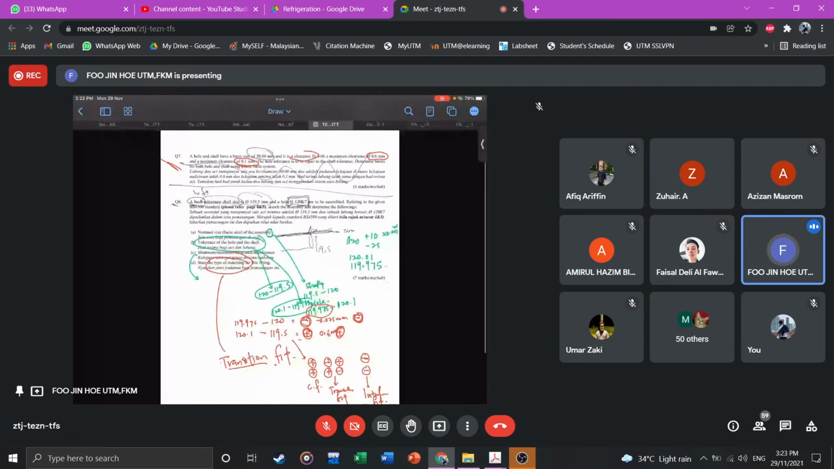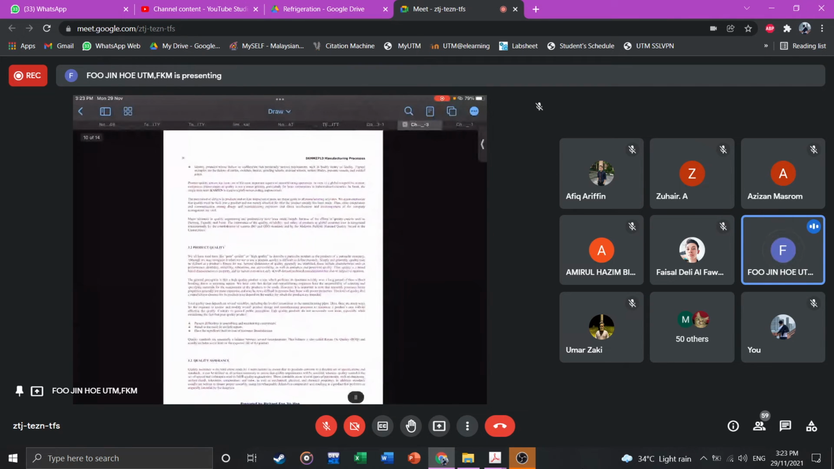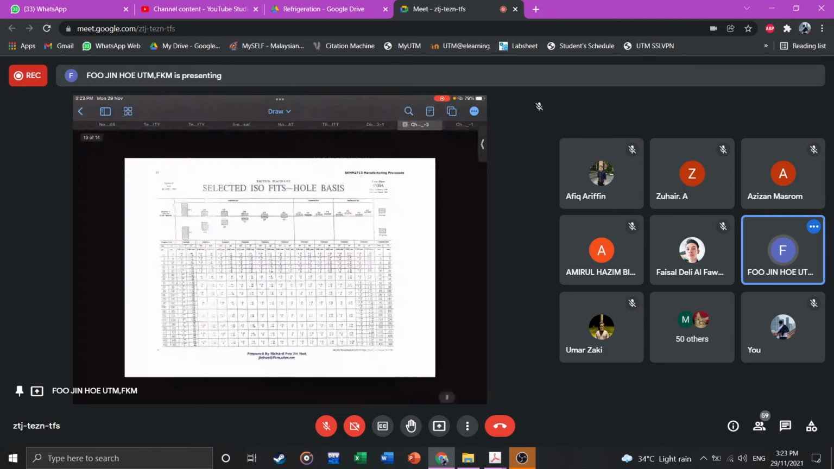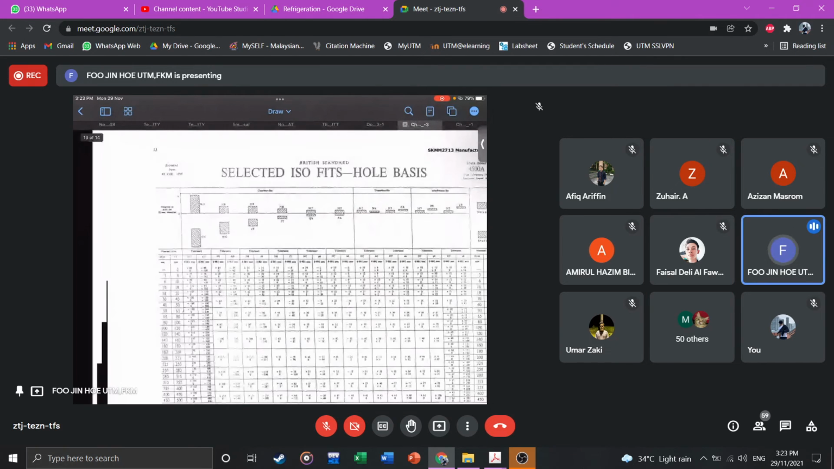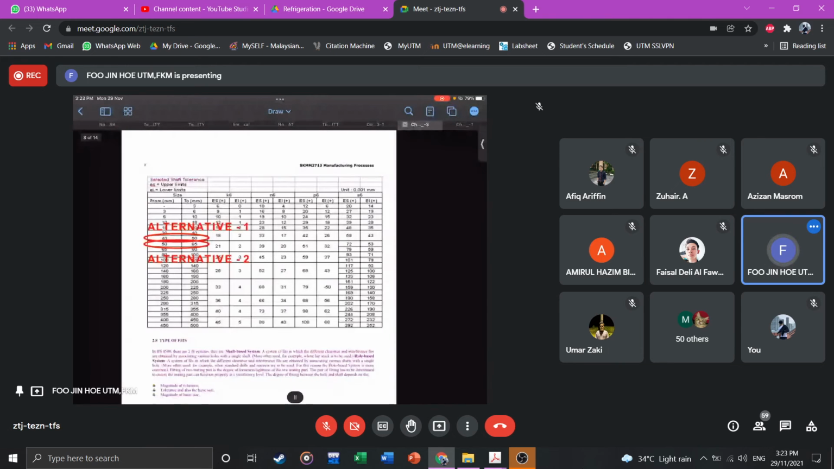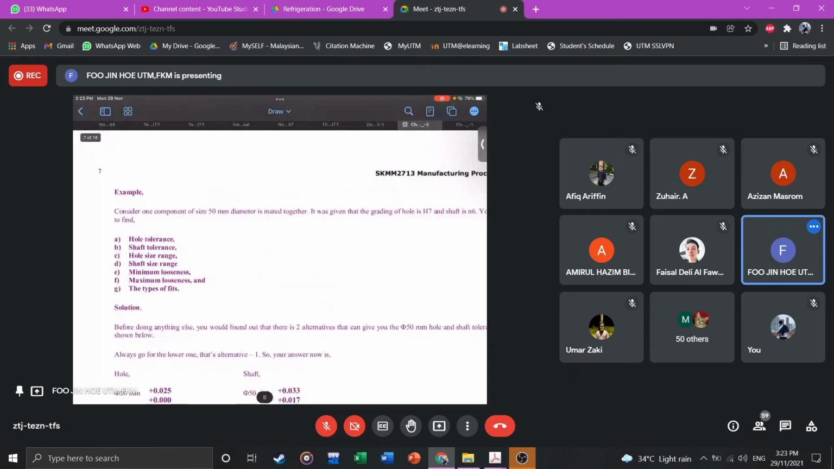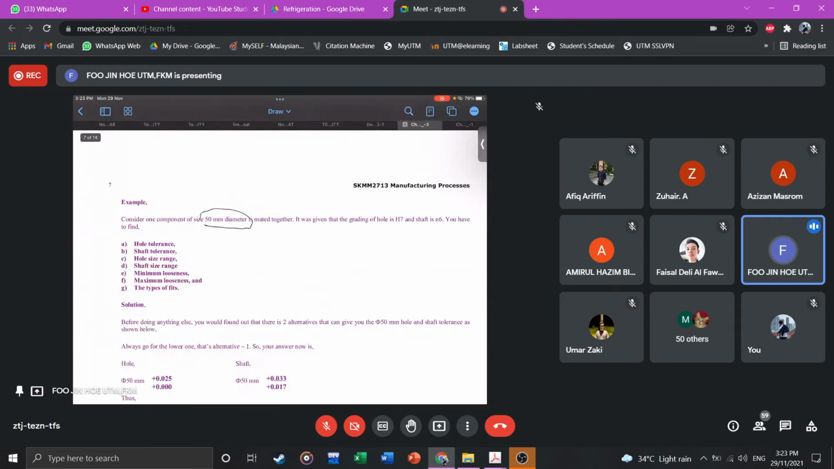Similarly the same thing happens for the hole base system. Let's do it again for the hole base system. We refer to the example that I gave you here. 50 mm diameter is to be mated together. This one never mentioned anything, so this one is automatically a hole base.